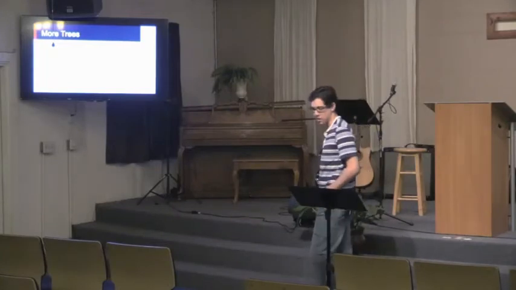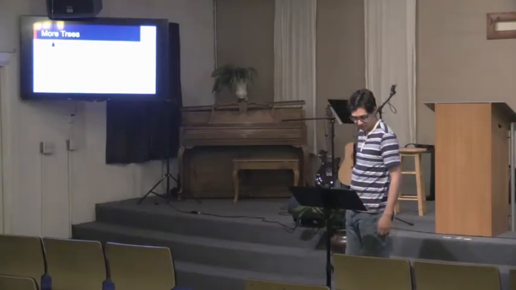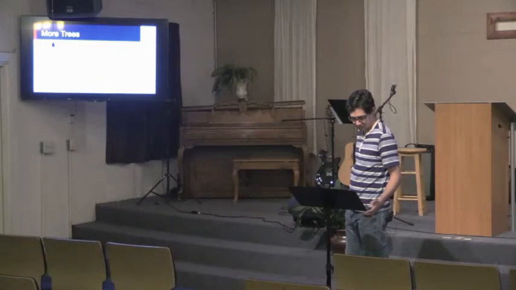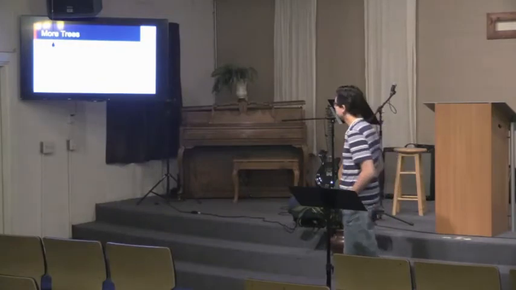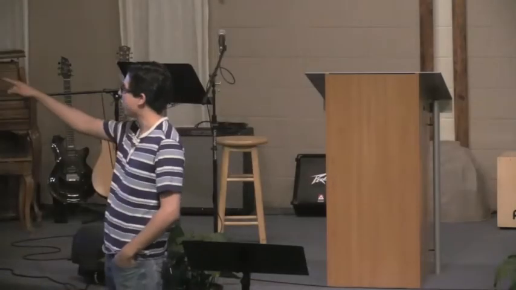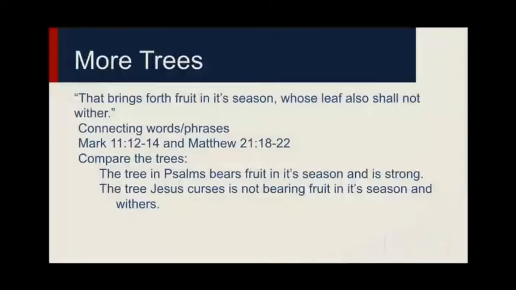So let's compare the two trees, right? The tree in Psalms, it's the season for fruit, and it's bearing fruit, right? And it's strong. The tree that Jesus curses, it's a season for figs, but it's not bearing figs. And it withers, right? So a deep contrast, a stark contrast to the tree in Psalms 1. You guys understand that, right?